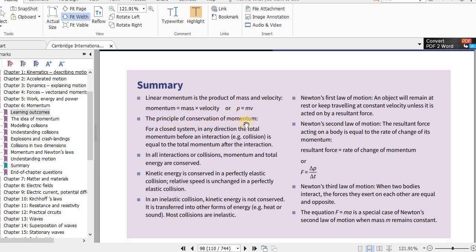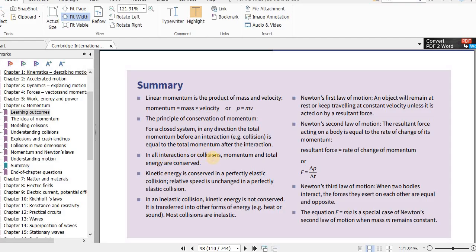The principle of conservation of momentum. Now, by the way, this is a question I have seen frequently tested in your exam paper. So make sure you know the principle of conservation of momentum. And I told you, a common mistake students make is they forget to write this part. For a closed system in any direction, the total momentum before an interaction is equal to the total momentum after the interaction. Interaction can be a collision, explosion, like that.